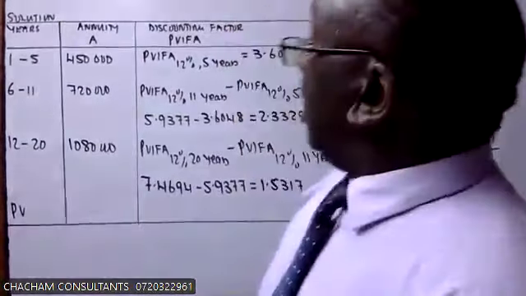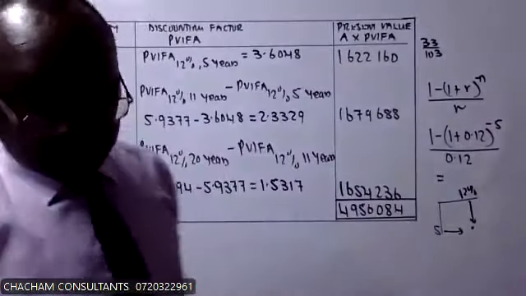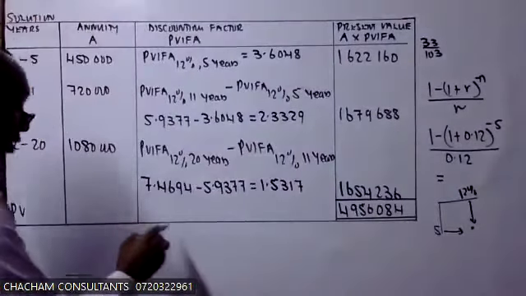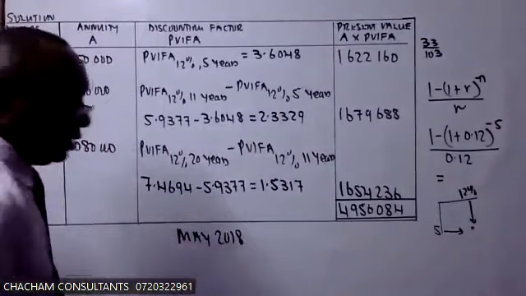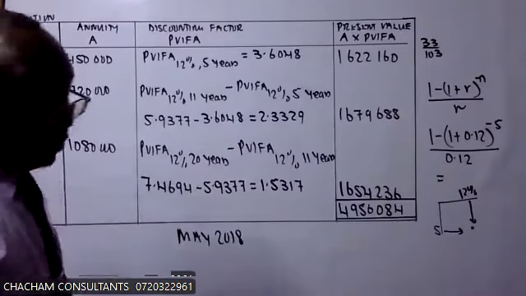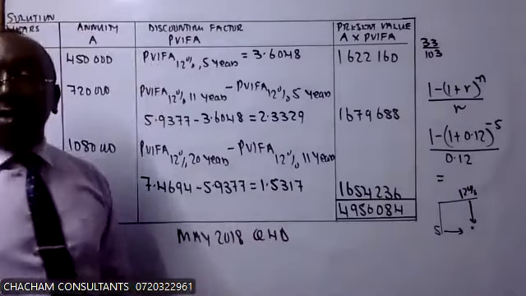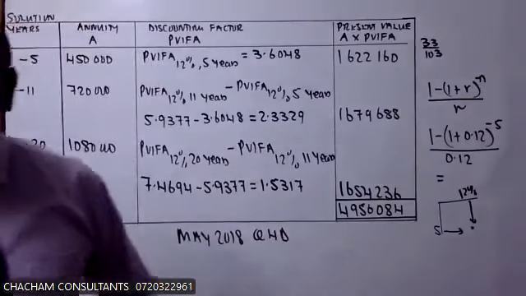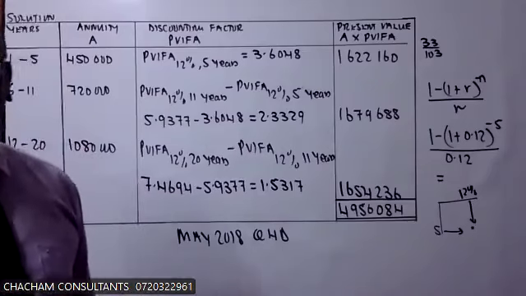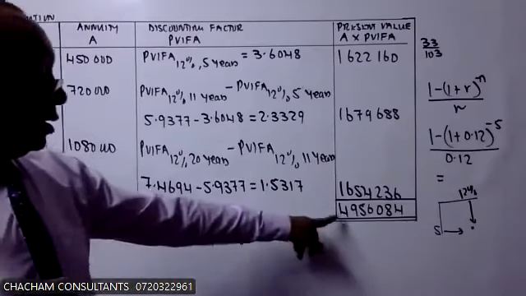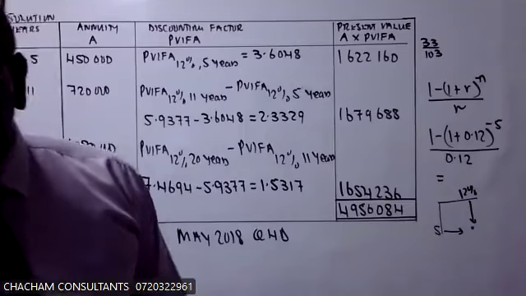So if that is how, on your own, I would like you to attempt this question. The question of May 2018, question 4D. I would like you to attempt it. Then when we meet next, you'll give me the answer.